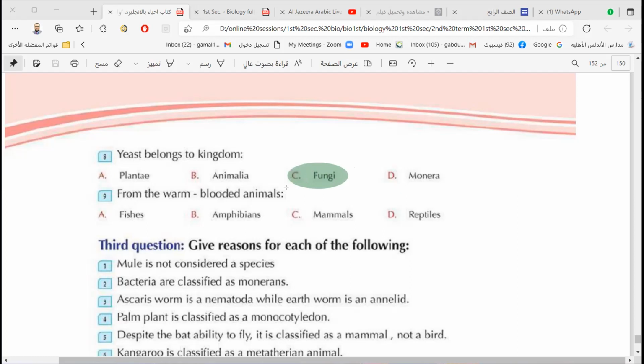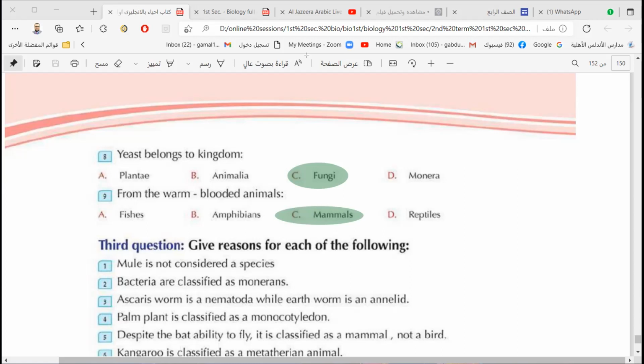Next. Ruqayya. From the warm-blooded animals: fishes, amphibians, mammals, reptiles. Warm-blooded. Mammals, of course. We have studied different kinds of animals. Only mammals and birds are warm-blooded animals.